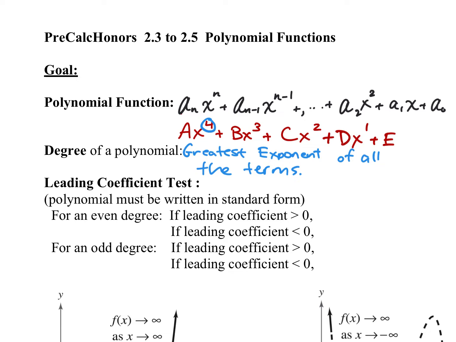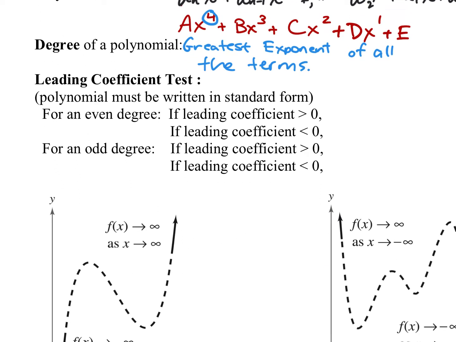Basically, the largest exponent has the biggest impact on the way our graphs look and behave. So we use this idea of a degree to identify what type of polynomial we're dealing with. We will also use something called the leading coefficient test. This takes into account both the degree and the leading coefficient, and it describes the end behavior of a function. It will behave one of four ways.